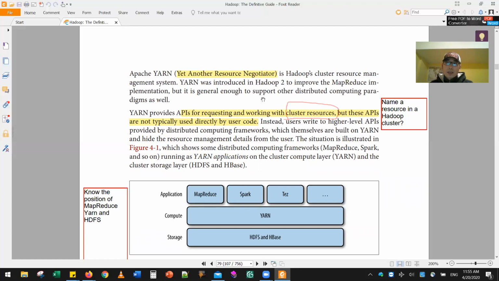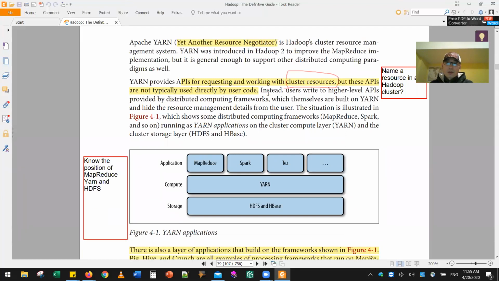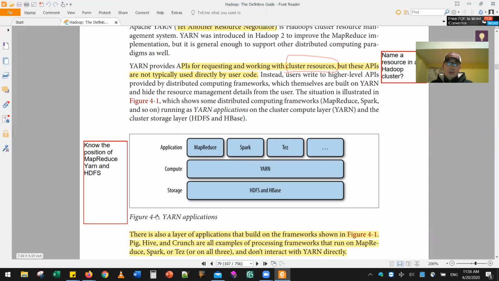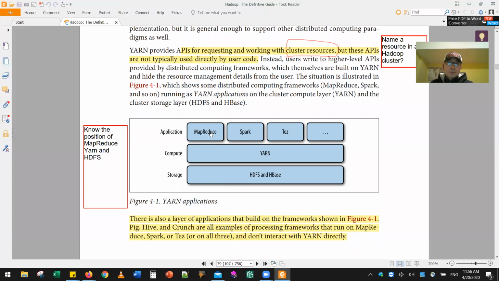So let's get to figure 4.1, YARN application. In this figure, first we need to understand the position of YARN. Where is YARN located in the Hadoop fundamental components framework? As you see, we use this 3-layer structure to understand the Hadoop component structure. YARN is located just in the middle between MapReduce and HDFS.